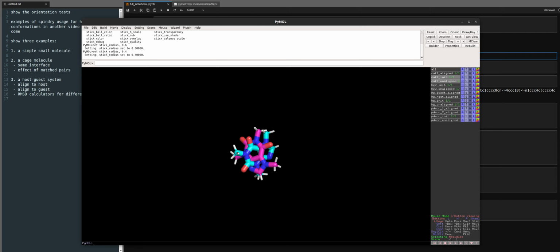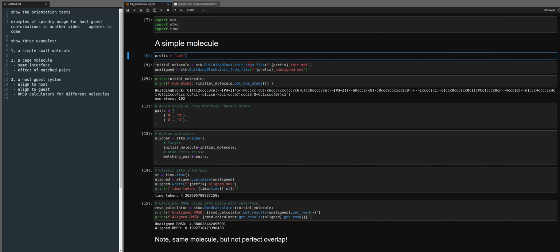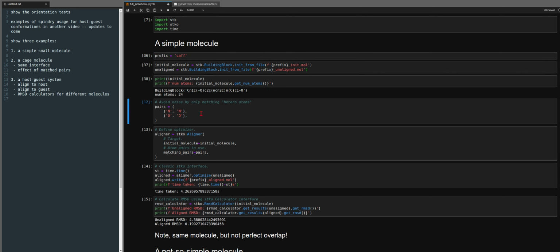and then we can set the matched pairs. So these are the element types to use in the alignment potential. You could put all of the atom types, so carbon, nitrogen, oxygen, and hydrogen, or whatever's present in your molecules, but this actually produces quite a noisy potential surface. And so what we actually use are heteroatoms normally. So for caffeine, I use nitrogen and oxygen.